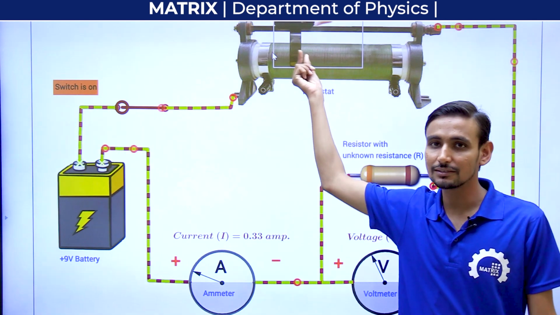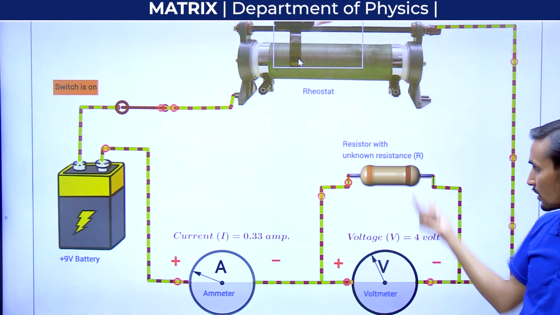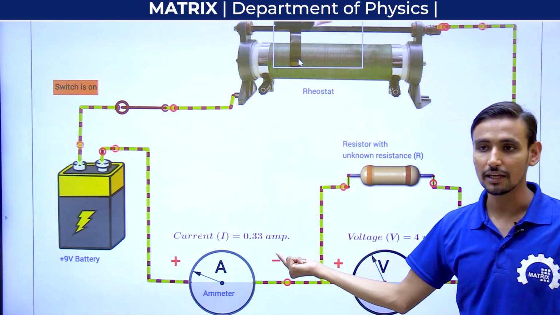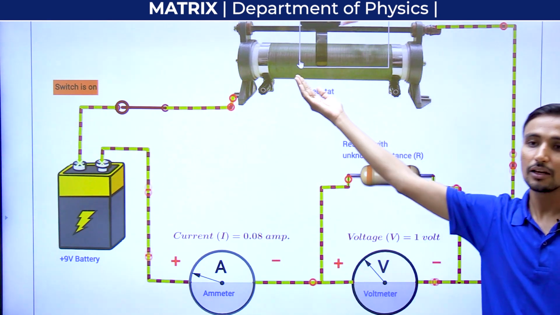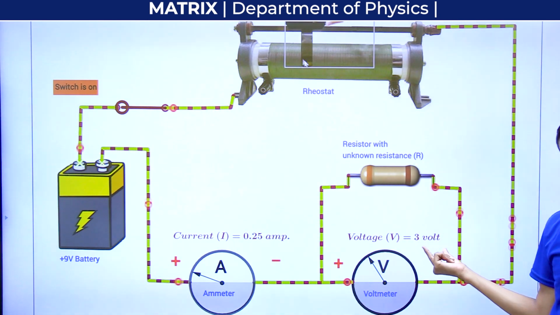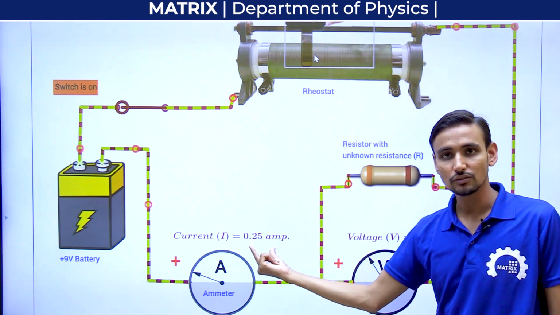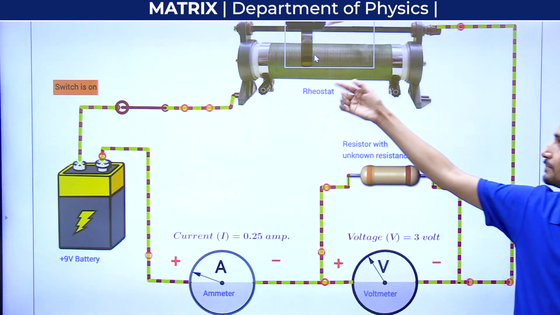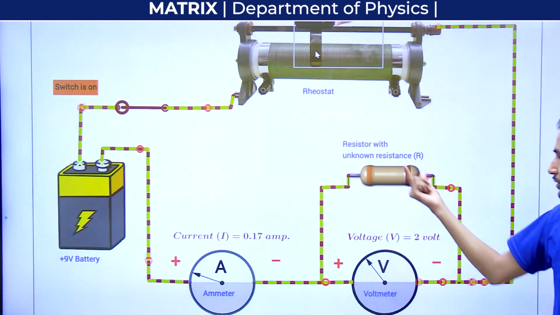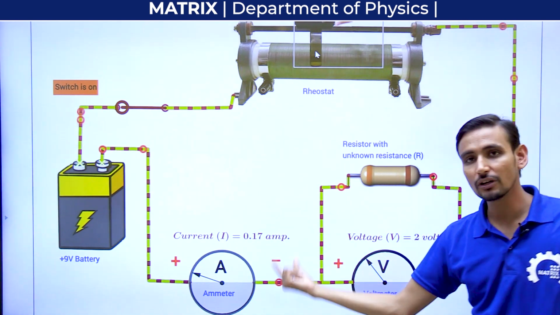If I slide this rheostat in this direction, the voltage across the resistance becomes 4 volt and the current becomes 0.33 ampere. Now if I slide more, the voltage across this resistance becomes 3 volt and the current becomes 0.25 ampere. Sliding the rheostat more, the potential across the resistance is 2 volt and the current is 0.17 ampere.